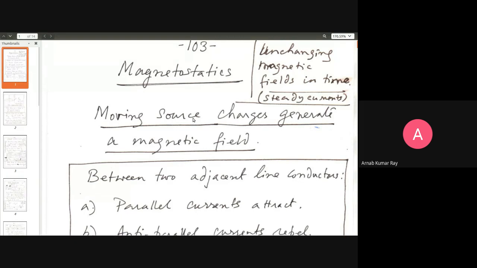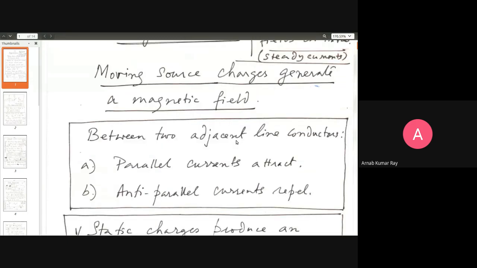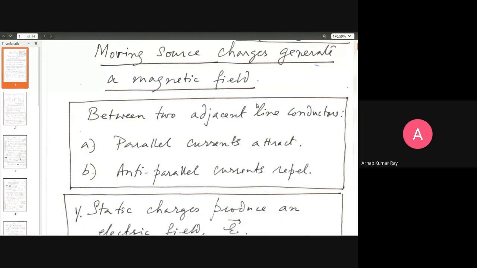If the charges are moving, then in addition to electricity, which you will always have, you will also have magnetism. So moving source charges will generate a magnetic field. That is what has been written over here. Let us now, like in the case of charges, we have had some observational properties. We had some observations. What are they?